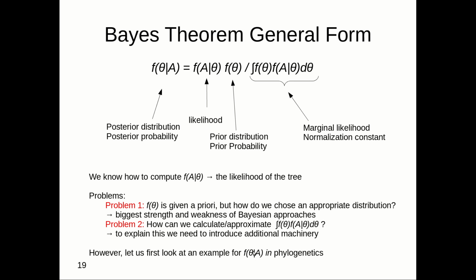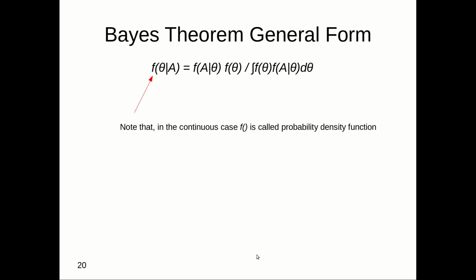Nonetheless, let us first have a look at the posterior probability distribution and what it looks like, how it is affected by various parameter choices. So this is the probability density function of theta, of all parameters, conditional on A, the alignment. So let's have a look at how this looks in phylogenetics.